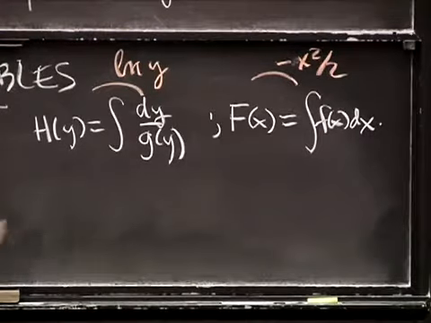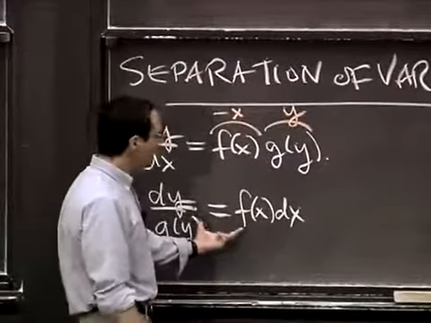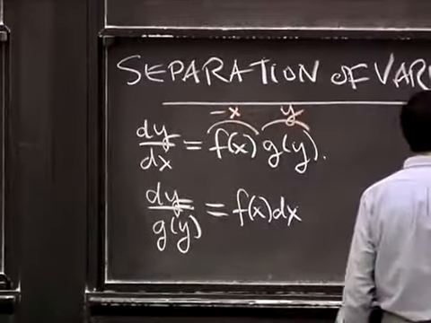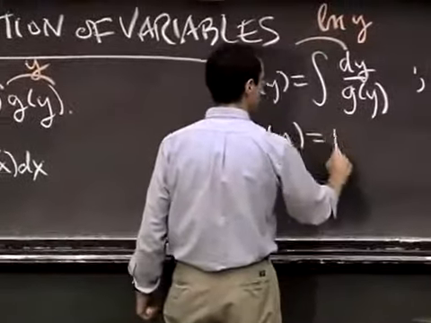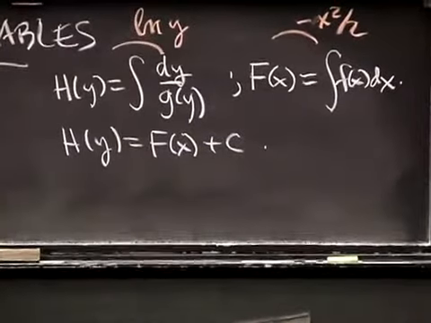And then we write the relationship, which is that if these are both antiderivatives of the same thing, then they have to differ by a constant. Or in other words, h of y has to equal f of x plus c, where c is constant.